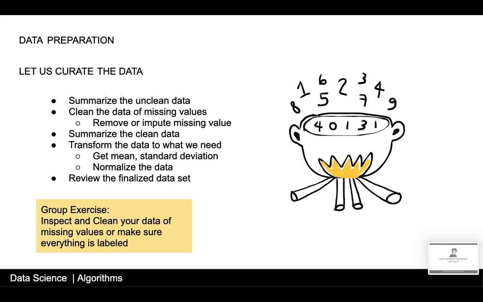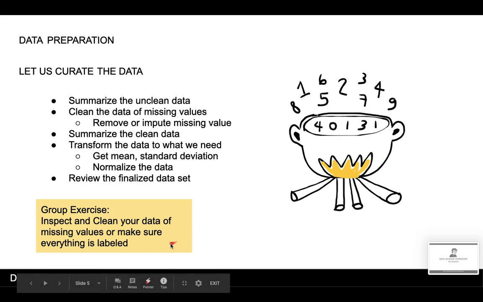Next is data preparation. Summarize the unclean data, clean the data of missing values, remove or impute missing values, summarize the clean data, and transform the data that we need. So maybe you need to get the mean and standard deviation, maybe you need to normalize data. And after that, you review the finalized data set. So for the group exercise, inspect and clean your data of missing values, and make sure everything is labeled.